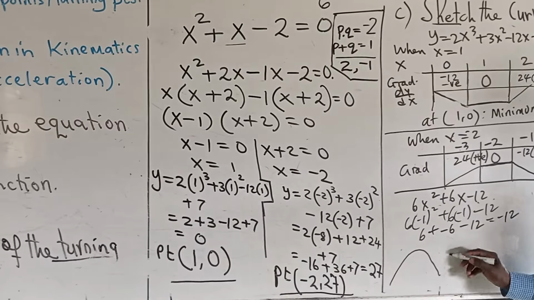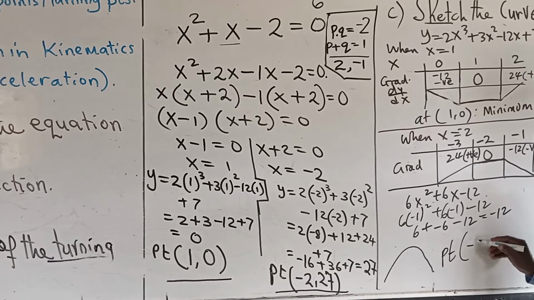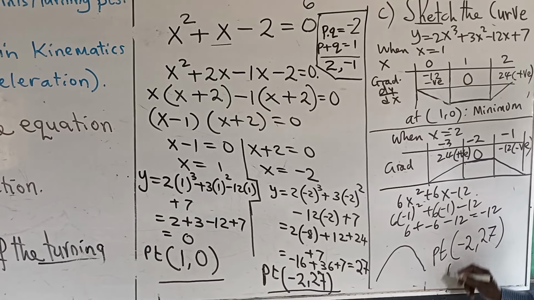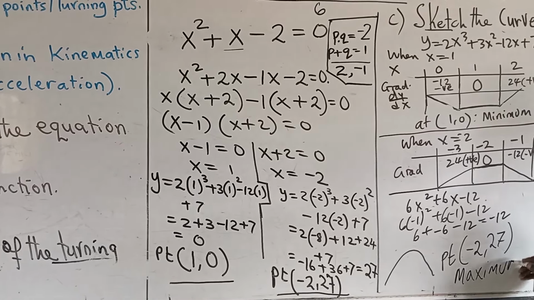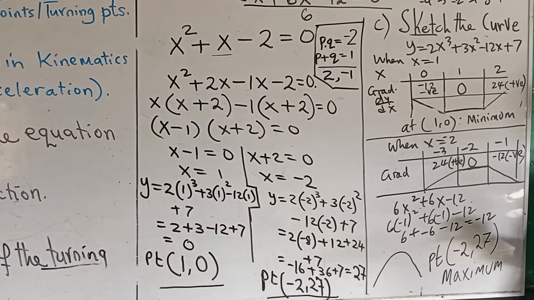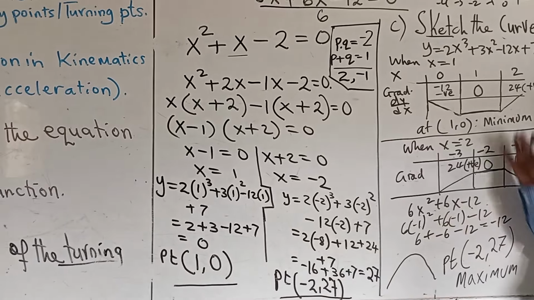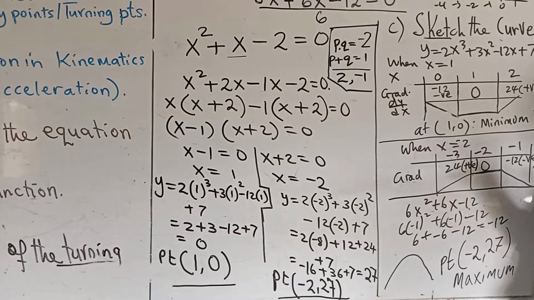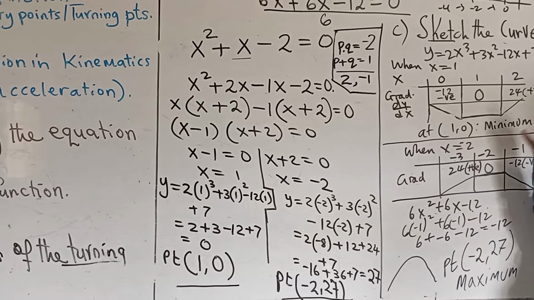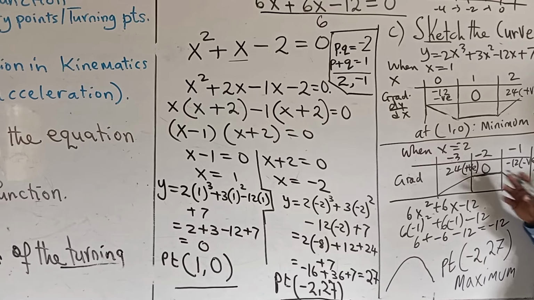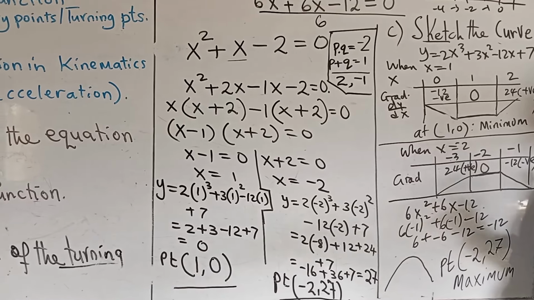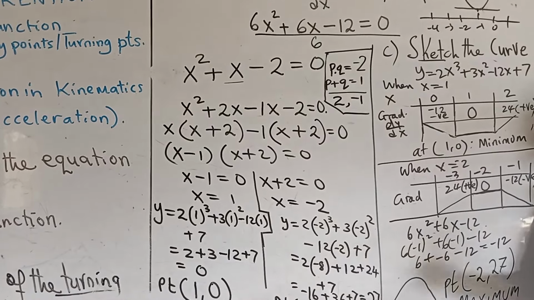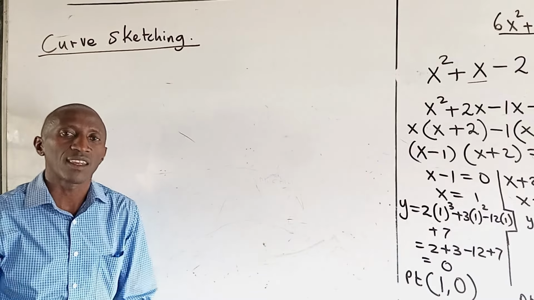And we are therefore saying at the point negative 2, 27, that stationary point is a maximum. So viewers, we are only now left with the task of showing these stationary points on a graph, where the key areas include their nature, the y-intercept, and showing these points without necessarily having a very uniform scale. We just need, as we are told, to sketch. Let us do the sketch next. Let's look at the curve sketching.